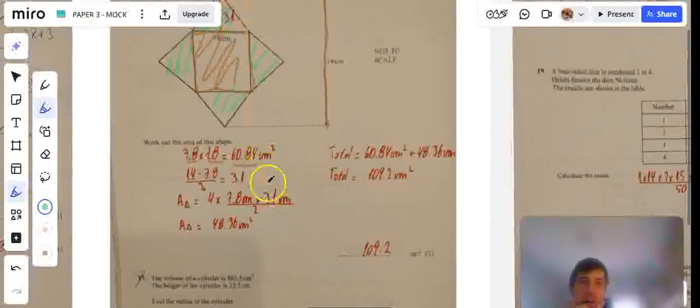So once you have the total area of the triangles and you add the total area of the square, you sum them together, and then you have the final result, that is the total area of that shape, okay? Of 1 square and 4 triangles.